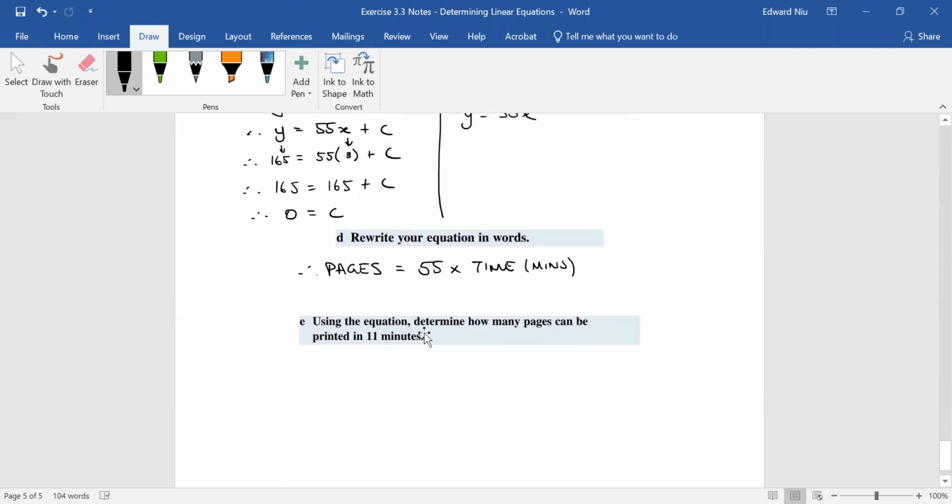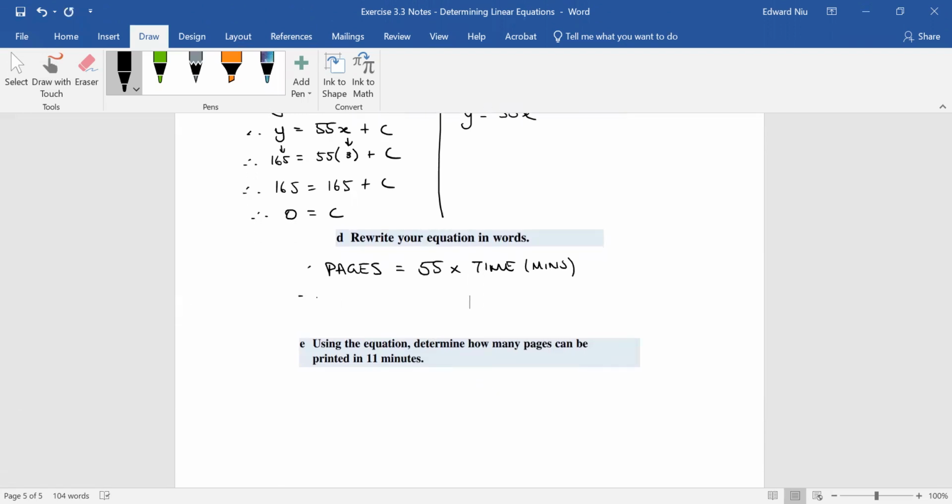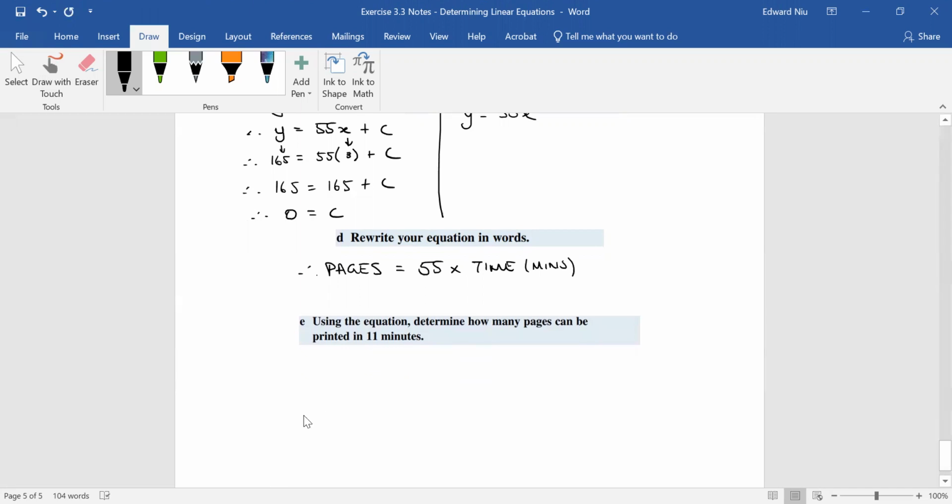Using an equation, determine how many pages can be printed in 11 minutes. So, therefore, pages, we replace the time here with 11, equals 55 times 11. This is going to give us an answer of 605 pages, which is what's printed after 11 minutes.